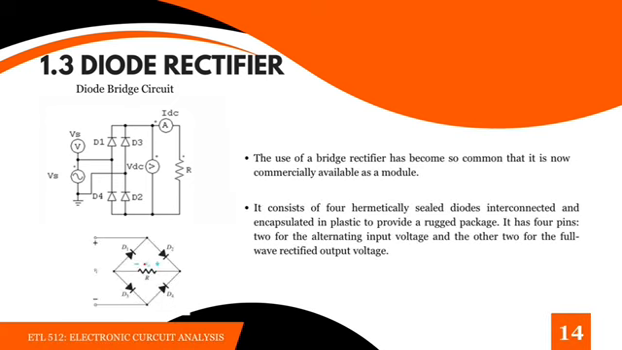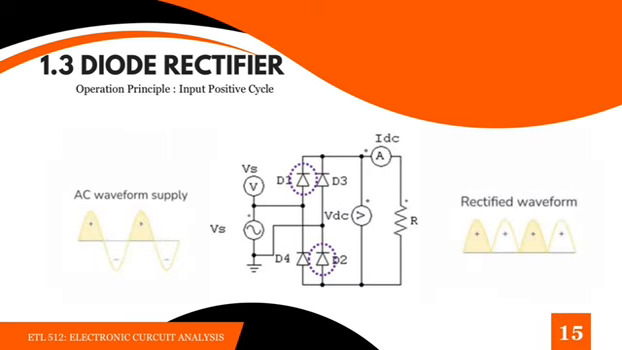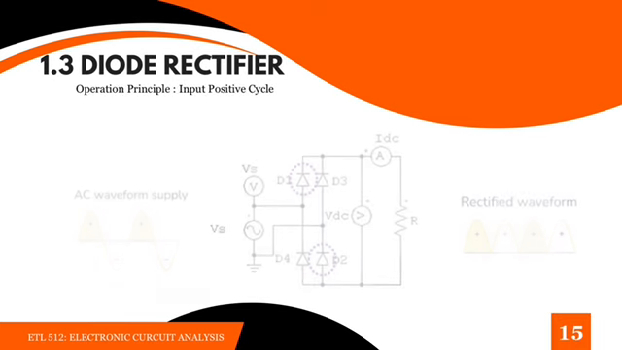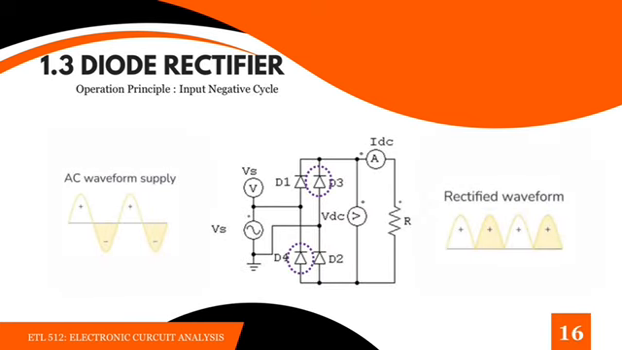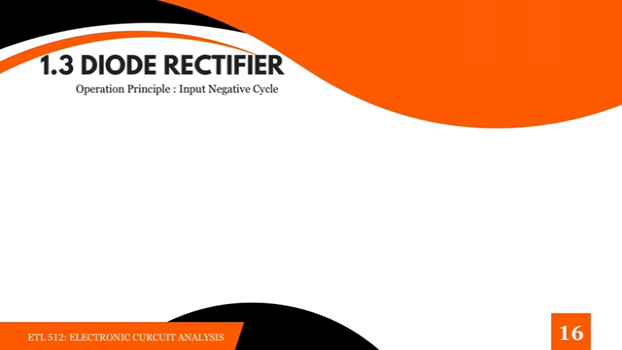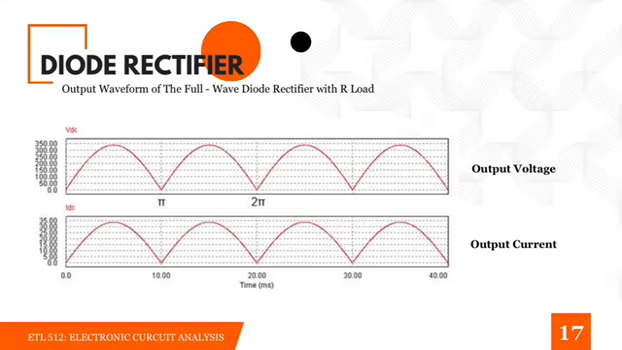Bridge rectifiers are commonly available as ready-to-use modules. They consist of four diodes inside a single plastic-encased unit with four pins, two for AC input and two for DC output. During the positive half of the AC input, two diodes conduct current through the load in one direction. During the negative half of the input cycle, the other two diodes conduct, continuing to direct current through the load in the same direction. This ensures that current always flows in one direction across the load, providing us with full-wave rectification. This slide shows the output waveform of a full-wave rectifier with a resistive load.